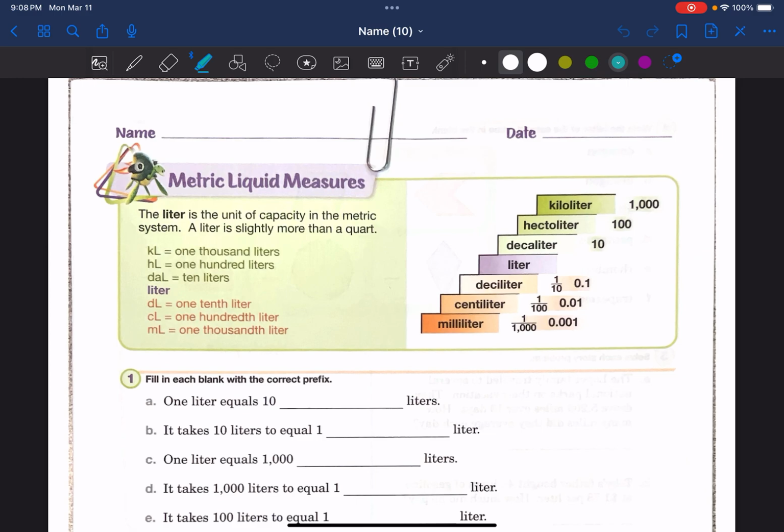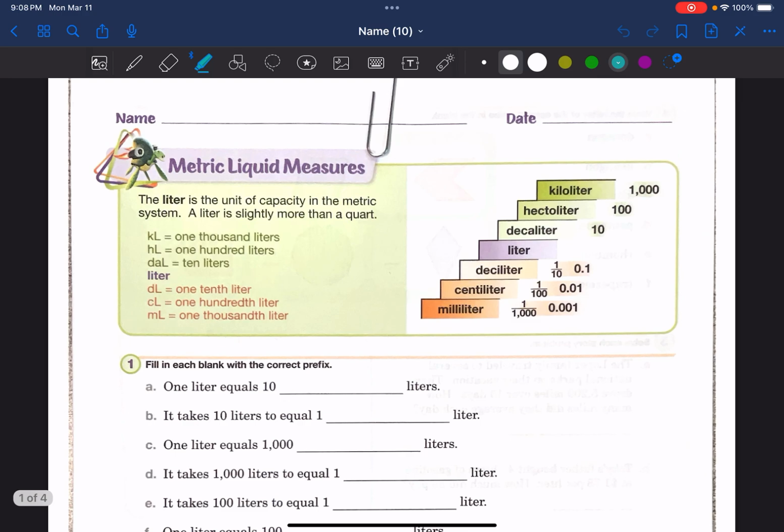The reason that this first one that's up on the screen is considered a review is because you've already had a lesson that looked so much like this. In fact, you've had two lessons. The only difference is that this time it says metric liquid measures. So the liquid part is the part that is different. Last time you had linear, meaning line. So we did everything written in meters, whereas today you're going to see it with liters because liters means liquid.